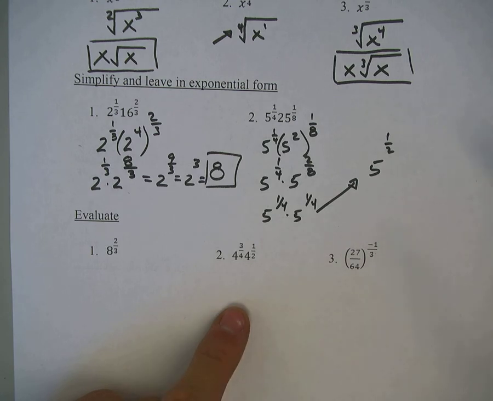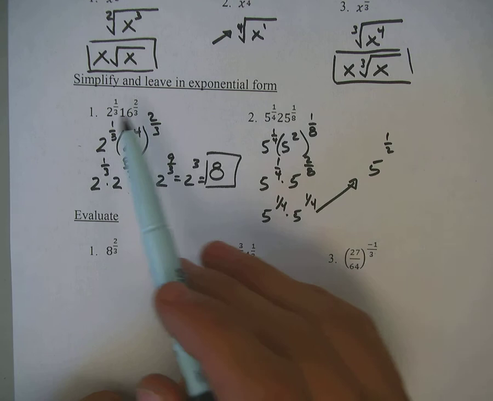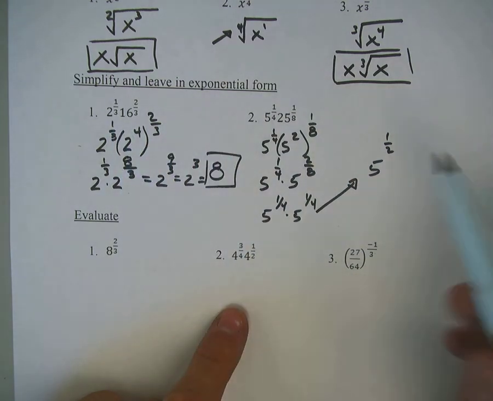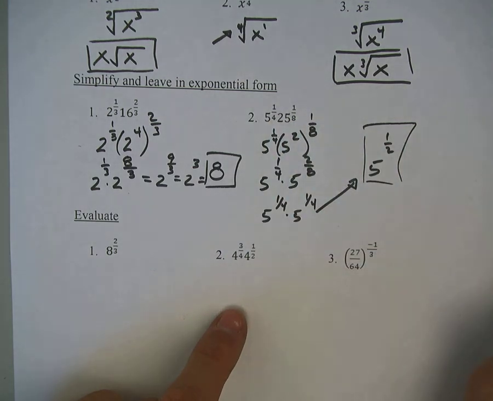Now this time there's nothing that I can do. I don't know what 5 to the 1/2 power is, and the instruction said simplify and leave in exponential form. So there you go. This would be a reduced form of what that is. Okay, hopefully that makes sense.